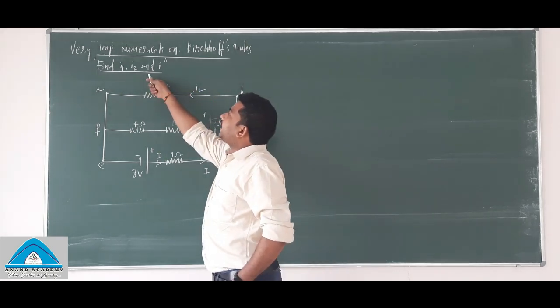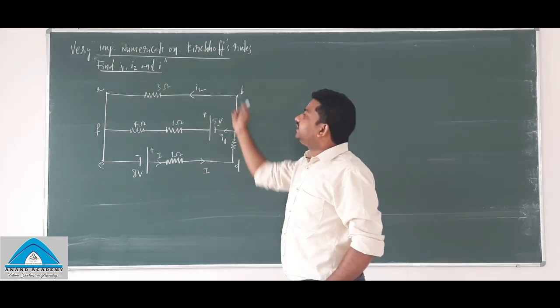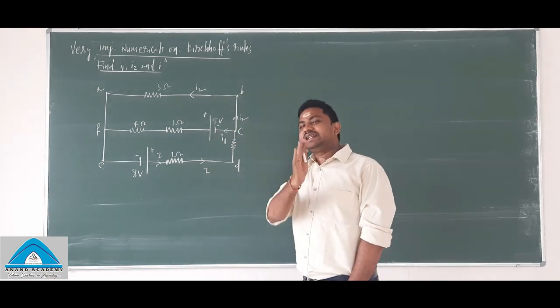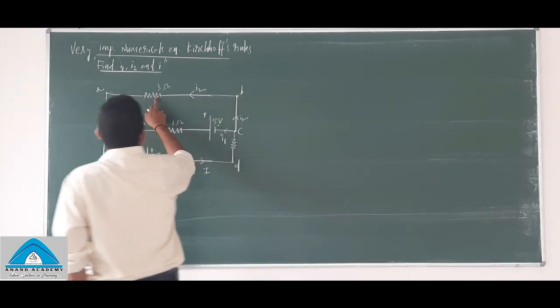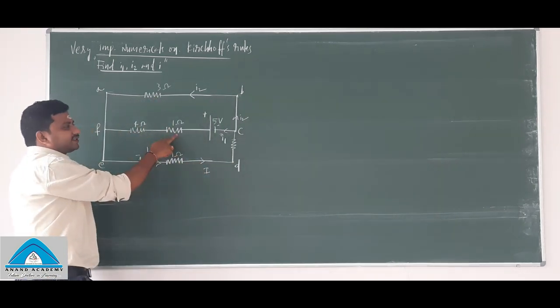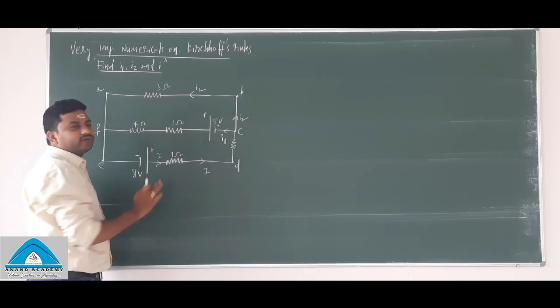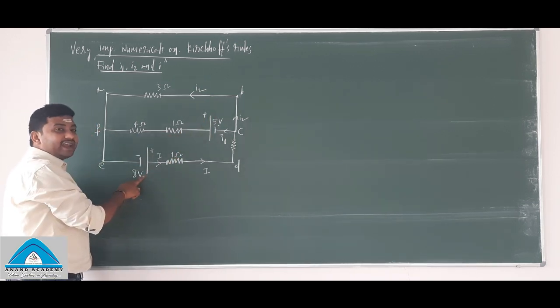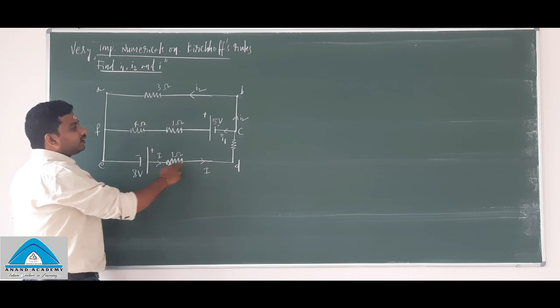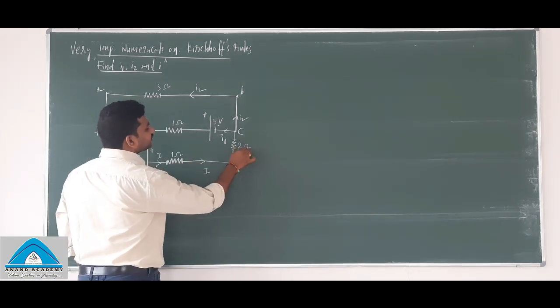Find I1, I2 and I in this circuit. Everything has been given. There are two resistors here, a cell of 5 volts, a cell of 8 volts, and a resistor here. The resistance is 2 ohm.